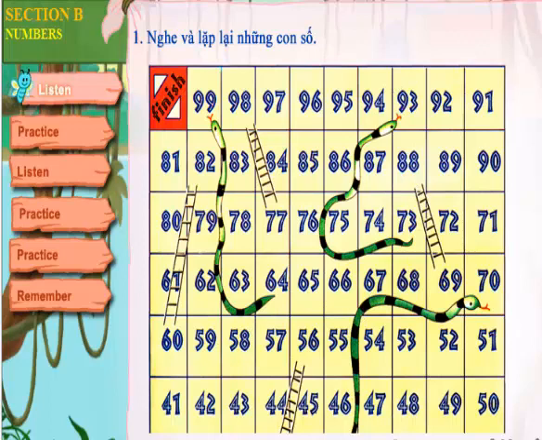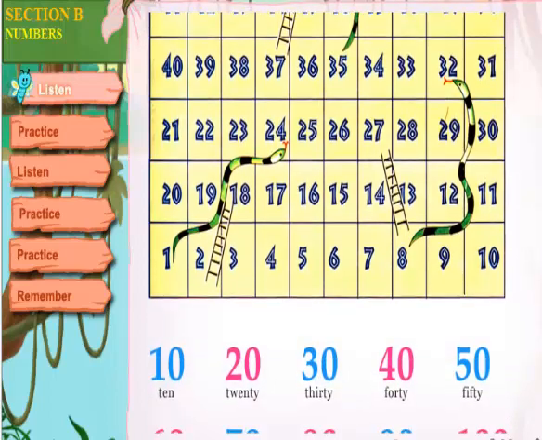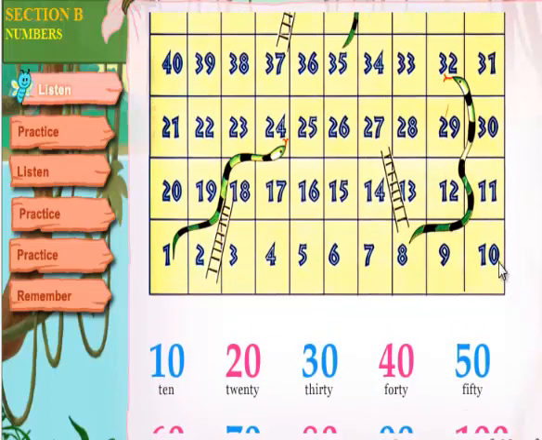One, two, three, four, five, six, seven, eight, nine, 10, 11, 12, 13, 14, 15, 16, 17, 18, 19, 20, 24, 25, 26, 27, 28, 29, 30.